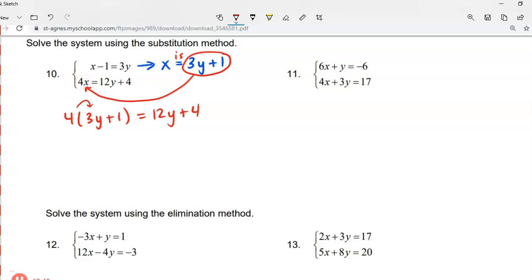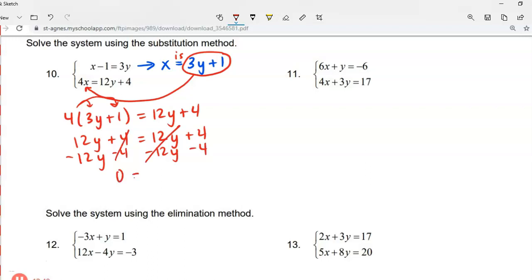So now I'm going to do the distributive property and get 12y plus 4 is equal to 12y plus 4, and this is hilarious because now if I subtract 12y, like I'm solving for y, I'm going to subtract this 4 over. I'm doing 2 steps at the same time. Nobody freak out. So now I have 0 equals 0. And is that a true statement? Yes, that's true. 0 equals 0, so therefore I told you guys infinite solutions.